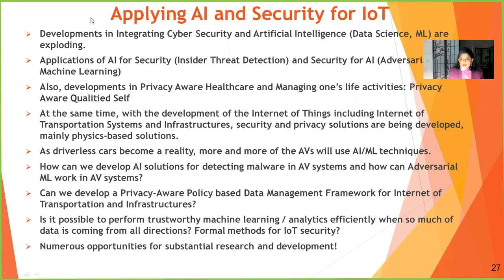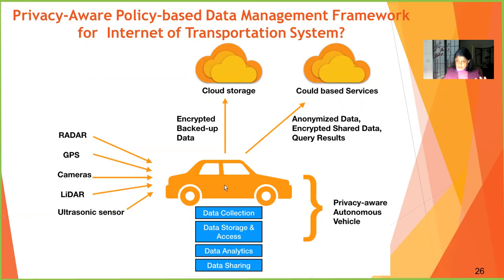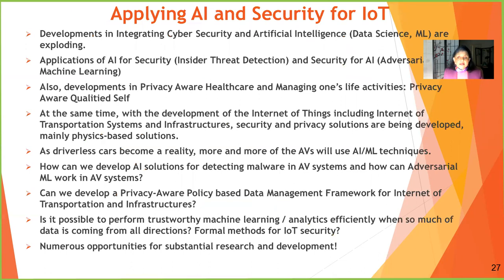And of course, the last chart for part 2 is, again, how we can apply what we did in part 1. What we applied for healthcare, we can apply for Internet of Transportation systems, right? So what I'm saying here is, how can we apply AI and security for IoT? We said developments in integrating cybersecurity and AI are exploding. For every application we need data science, and AI and machine learning are being applied. So our work applies AI for security, such as insider threat detection, and security for AI, such as adversarial machine learning.